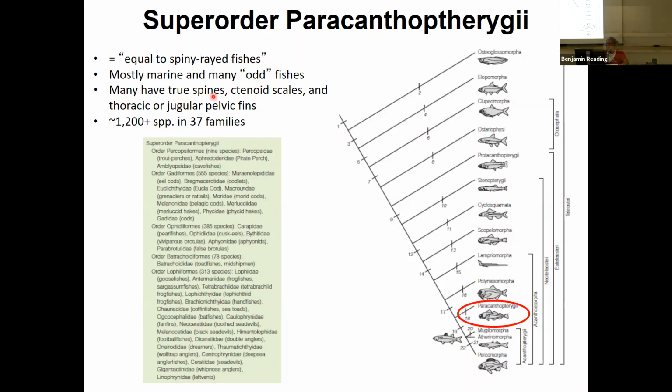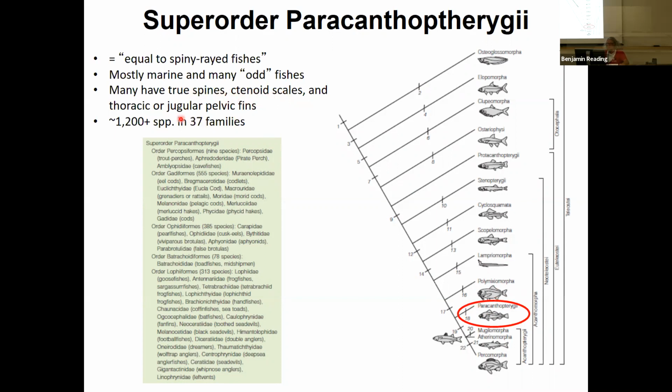Many have true spines. A lot of these previous fish we were talking about had soft rays on the dorsal fins and things. We're going to start seeing fish now that have true spines, so hard spines in the dorsal fin, and also ctenoid scales. A lot of these other less derived fishes had cycloid scales. So today we're going to see the first appearance of ctenoid scales, which are derived fish characteristics, so advanced fishes.